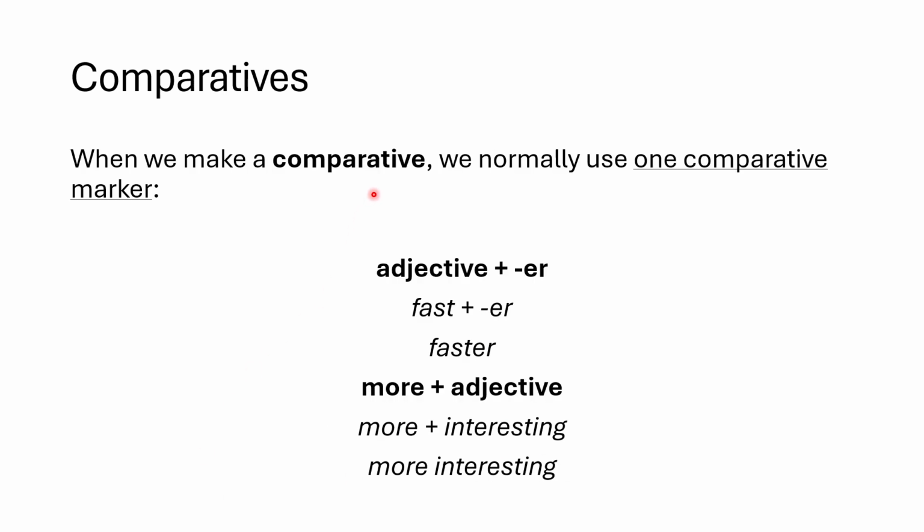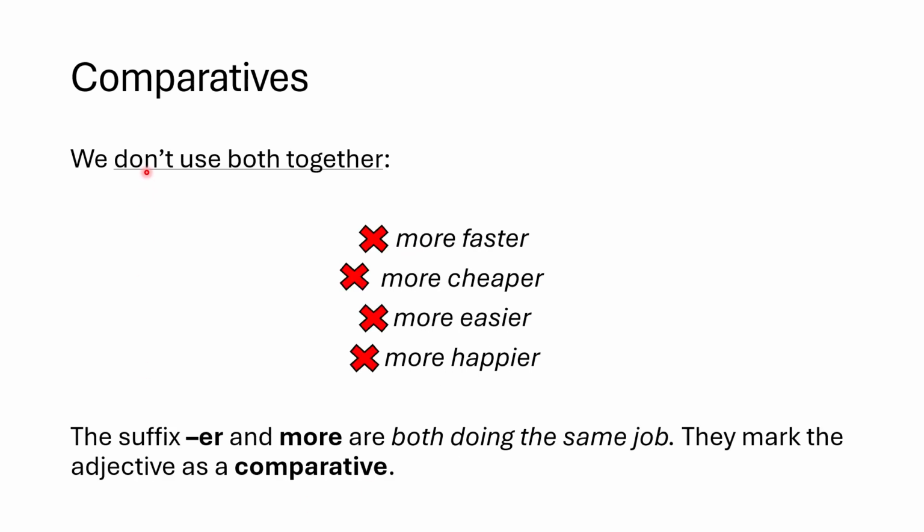When we make a comparative, we normally use one comparative marker. Adjective plus the suffix er, for example, fast plus er, faster. More plus adjective. More plus interesting, more interesting. We don't use both together.